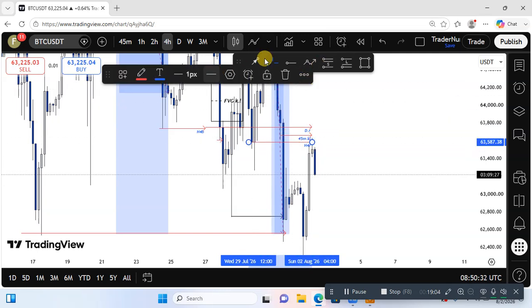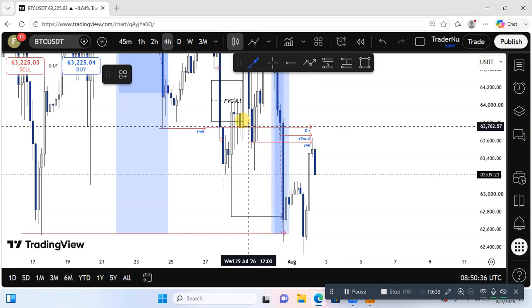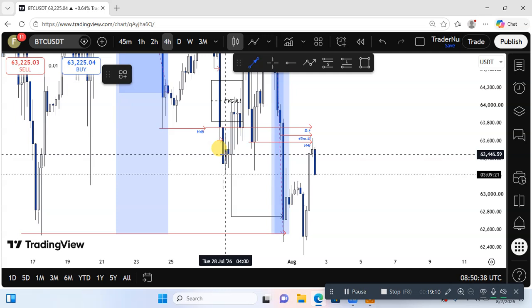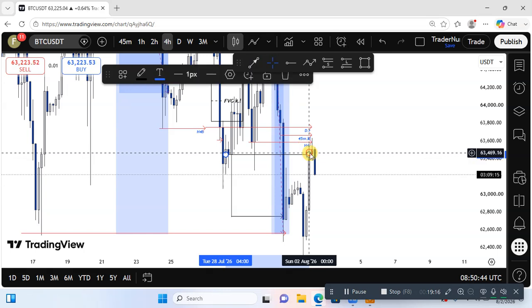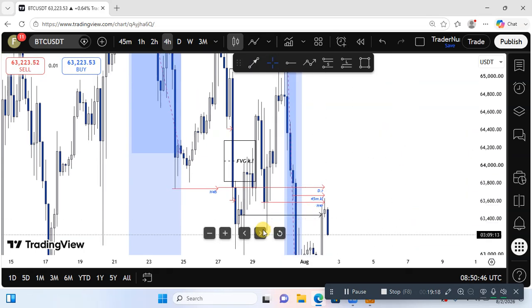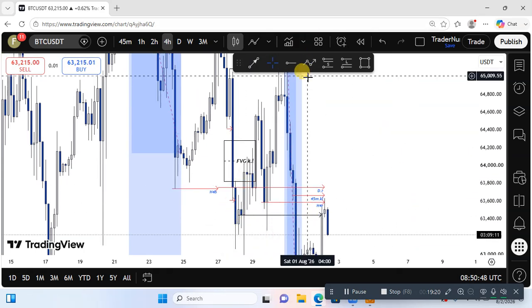As a good analyst, we are going to mark out all these areas as our key levels. Why we are marking this other area is because when price was going up, right? Price was going up like this.